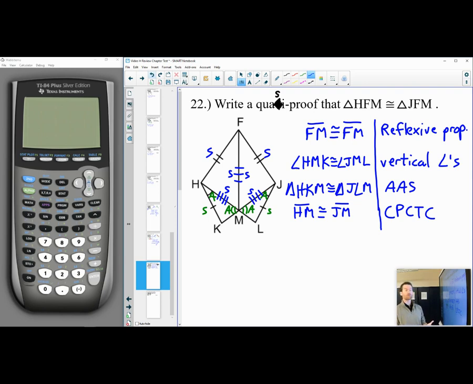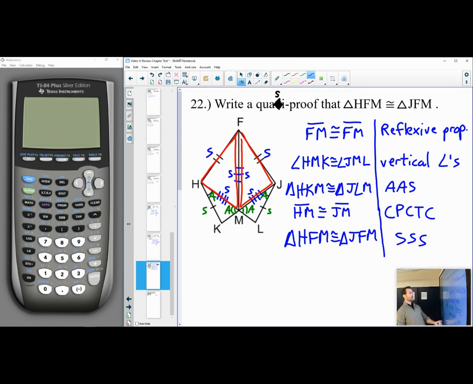And now we have our 3 pairs in the original triangles we were trying to get to. Triangle HFM is now congruent to triangle JFM. And if we look back here, I'll do this in red. We've got side, side, side, and side, side, side. So that's what we write, by side, side, side. I'm not going to put the box at the end of it because this was not a full proof. It was just a quasi-proof.